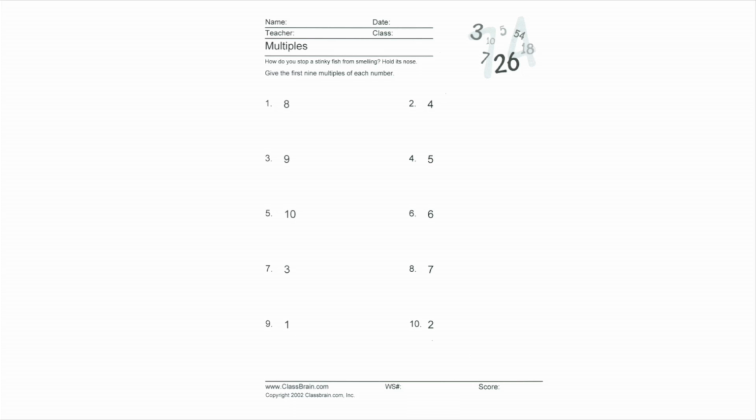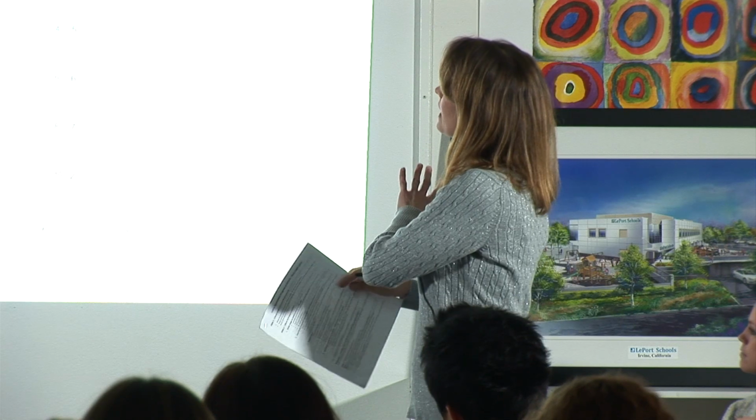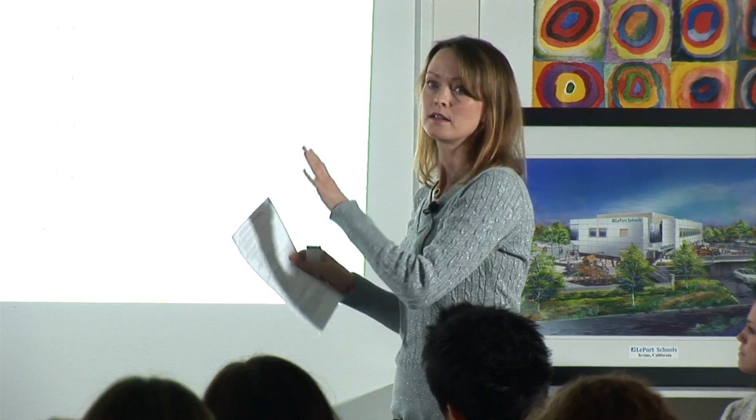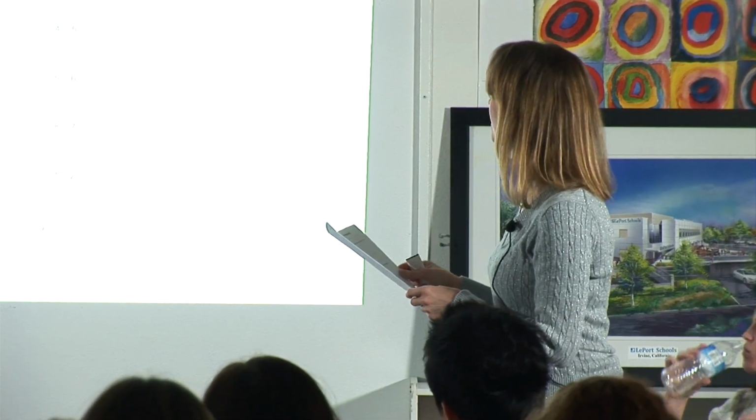And so they've got 10 numerals there that they need to find the multiples for. So a class might do this all at once. It's paper and pencil work. They're all working at it at the same time.